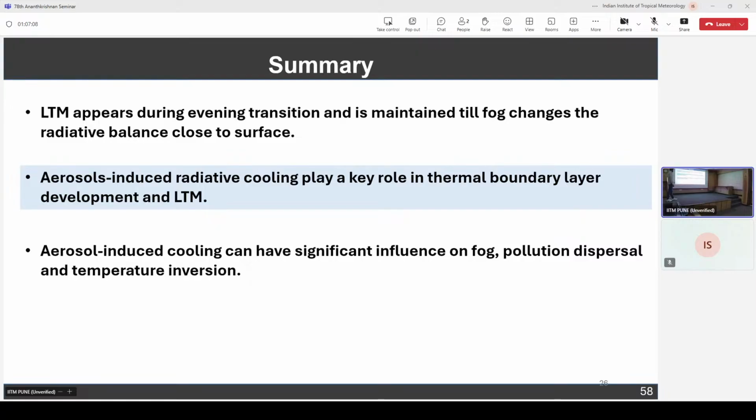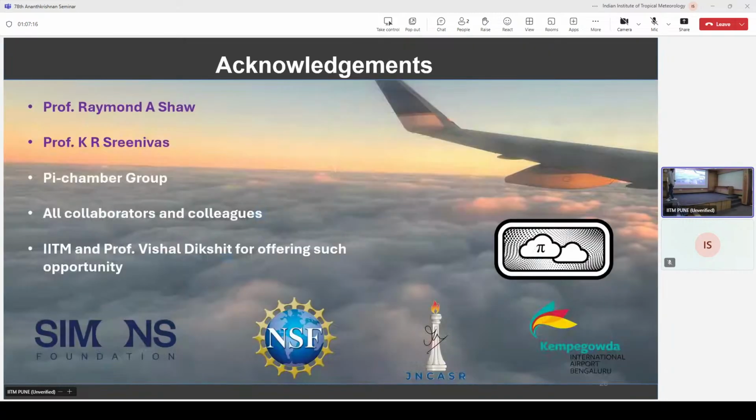Of course, since it affects the inversion profile and many things, it can affect the fog, pollution dispersion, and temperature inversion as well. There are a few references, and of course, I would like to thank Professor Raymond Shaw, K.R. Srinivas and his group, the Pi Chamber group, all the collaborators and colleagues at IITM, and Professor Vishal Dikshit sir for offering. Vishal Dikshit is in IIT Bombay.